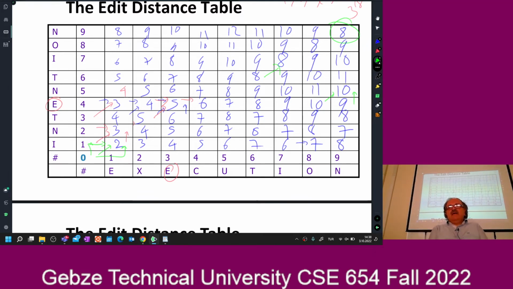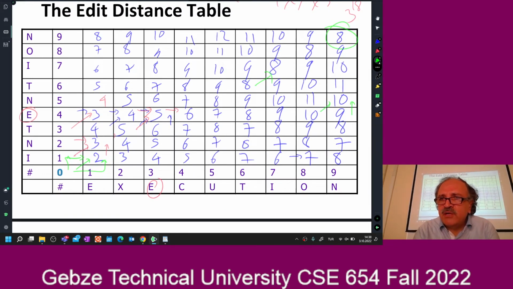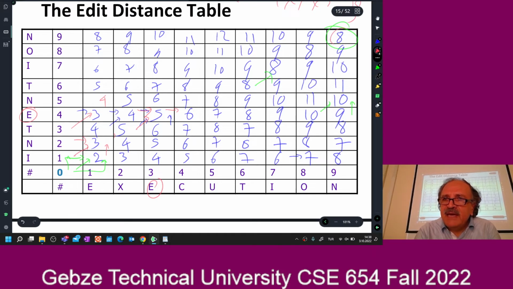This algorithm guarantees that you cannot do better than 8. It doesn't guarantee a unique optimal path to 8, but it will tell you that it's going to be 8. So what are we going to do? It says 8. Let's go back, okay?